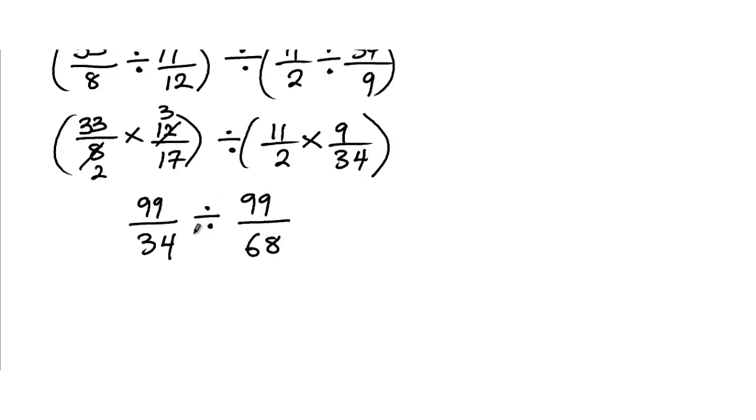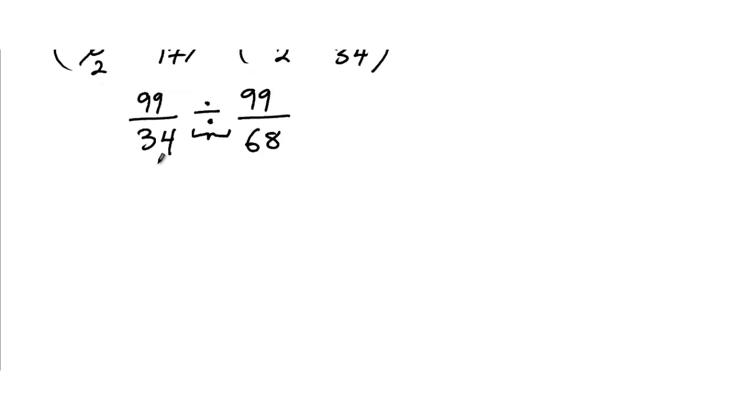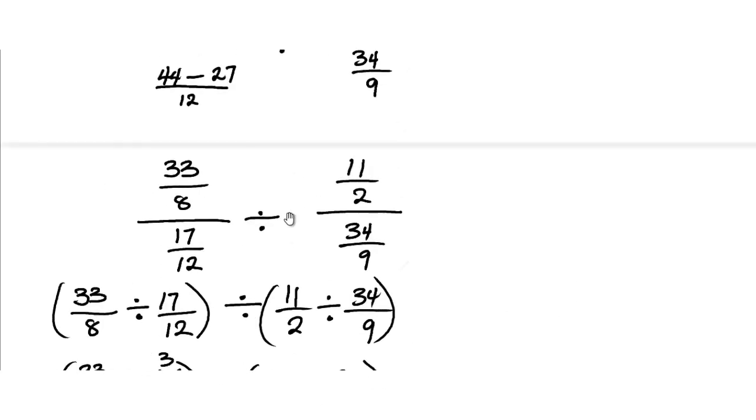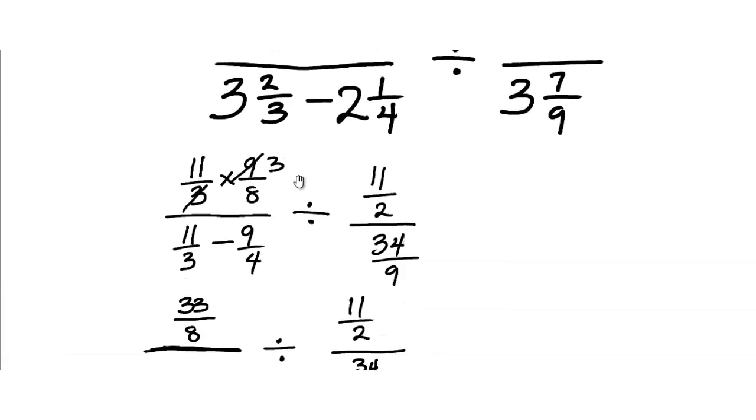That is 68. So the next thing is to convert this division sign to multiplication. If we convert it, we have 99 over 34, then times 68 over 99. 99 can cancel 99. So what we have left is 68 over 34. And what is 68 divided by 34? The answer is 2.